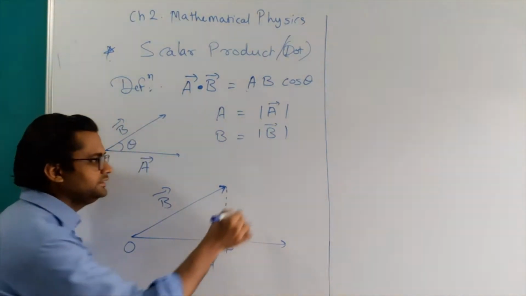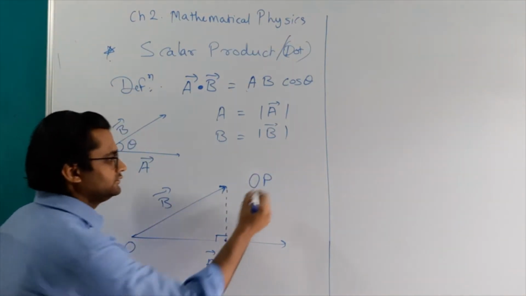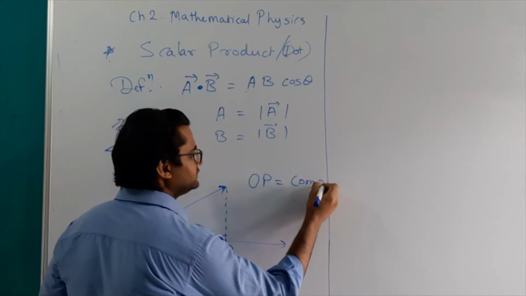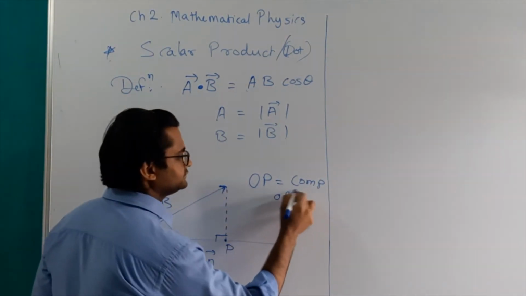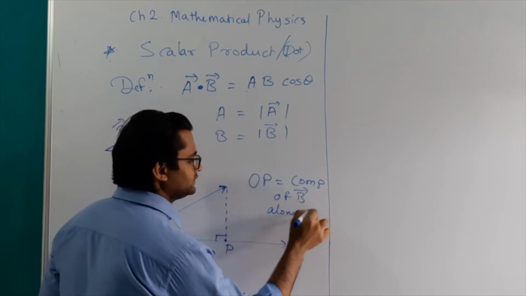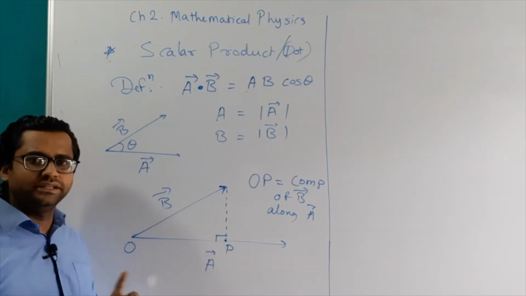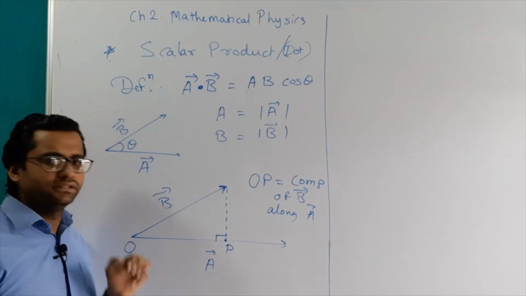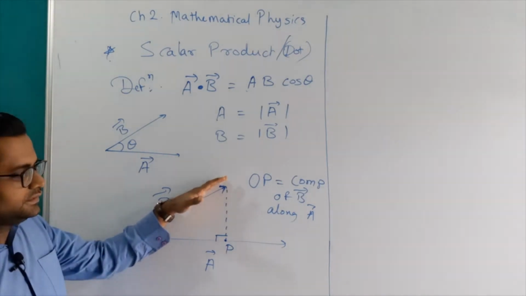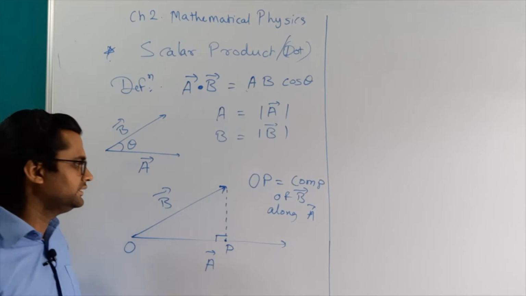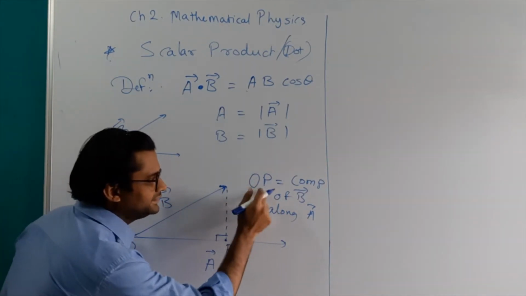So this OP in this diagram is component of B vector along A vector. What is OP? It is component of B vector along A vector. We have already studied the resolution of vector. So what is component? It is part of this vector which is in the direction of A vector. Okay, so now what will be this value? Let us find the value of this OP.